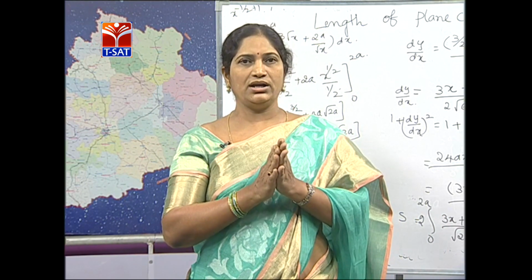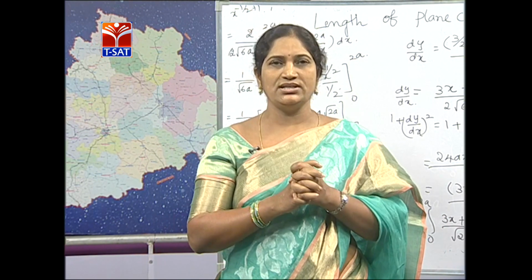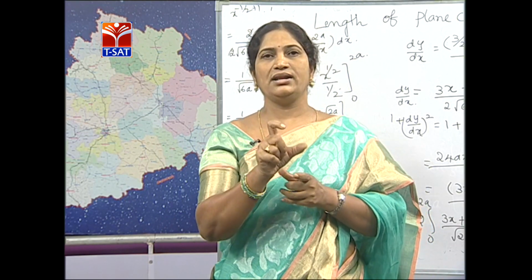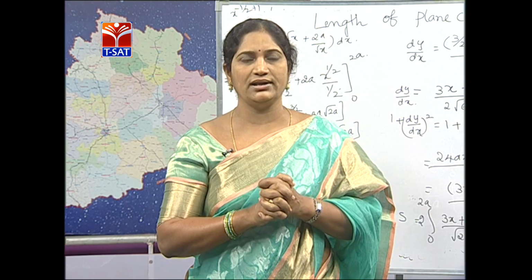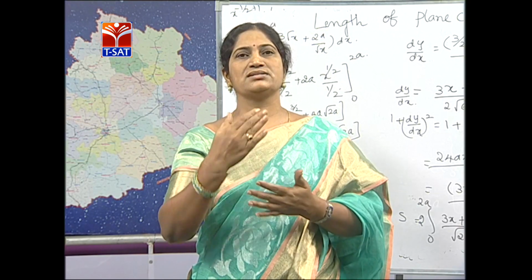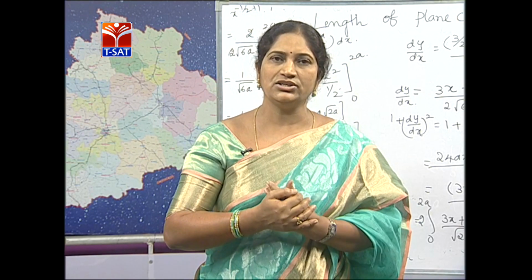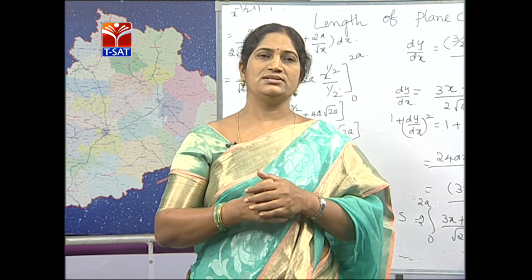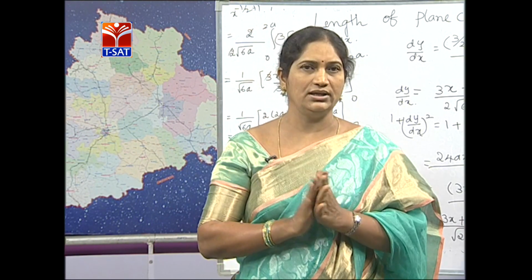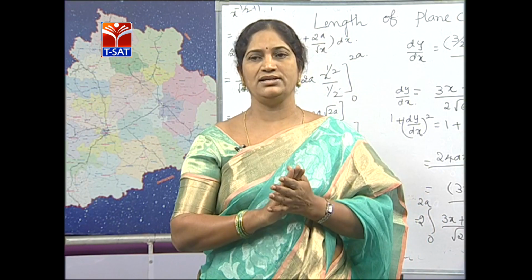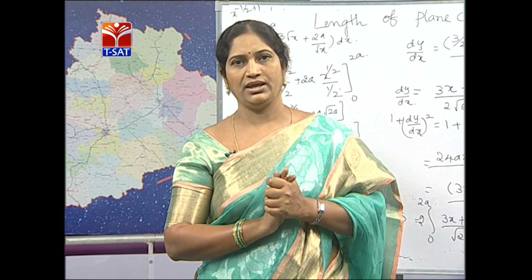For that, the length of the straight line is taken as under root of delta x square plus delta y square, and applying the limit as n tends to infinity, it is converted into integration. So that is integral a to b under root of 1 plus (dy by dx) whole square into dx, if the given equation is in the form y is equal to f of x.